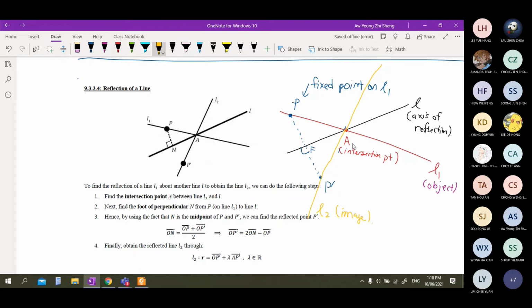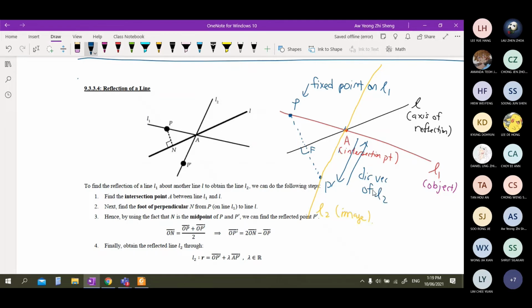You can of course also use A as the fixed point in the equation of L2. It's up to you. Either P prime or A will work as a fixed point. Then you just construct a vector either from A to P prime or from P prime to A, and use either one of these as the direction vector of L2.